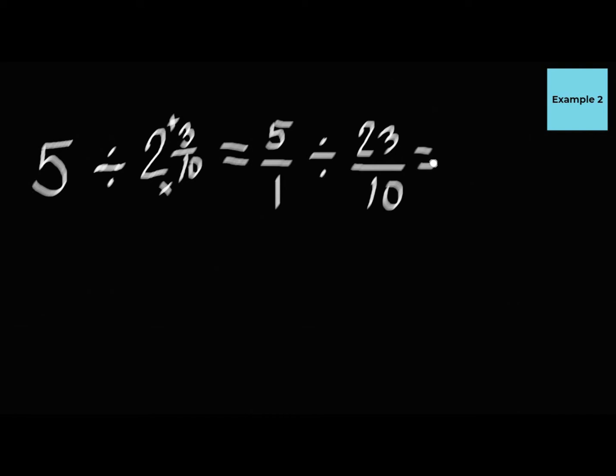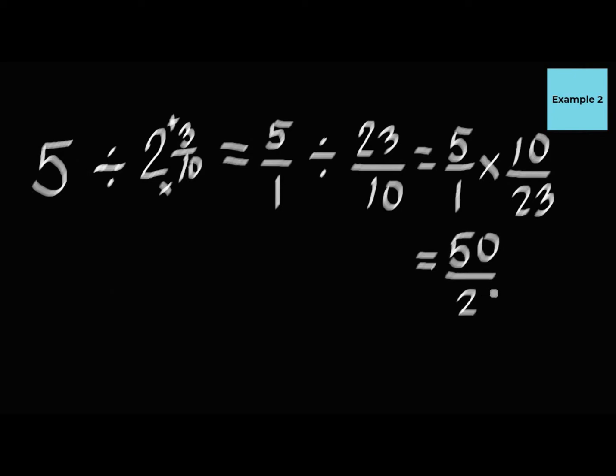Then, we will keep our first fraction. Then proceed to multiplication and get the reciprocal of our divisor here. 23 over 10 becomes 10 over 23. Okay, then we will multiply. 5 times 10 equals 50 over 23.